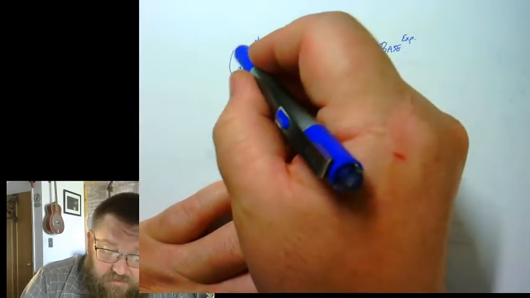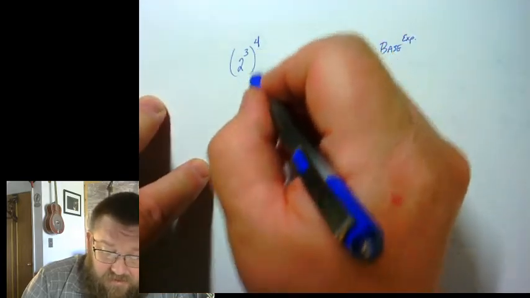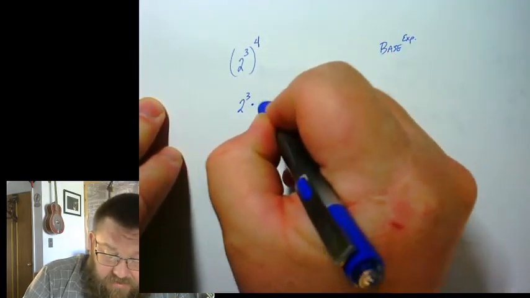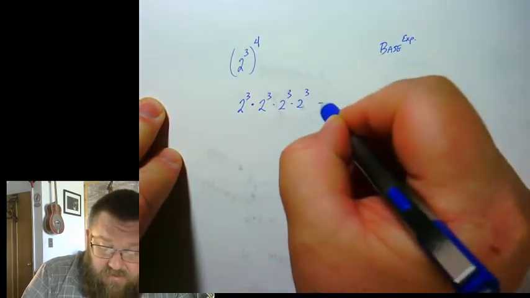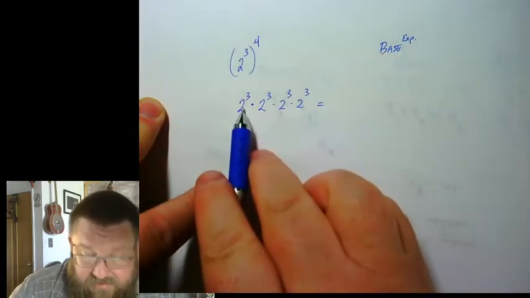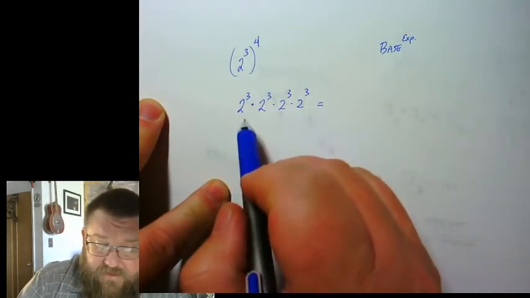But because of these parentheses, for the 4, the base is 2 cubed. So what this really means is 2 cubed times 2 cubed, 4 times. Do you see? That's what it means. Now, check this out. We could write it all the way out, but the thing we just learned, if the bases are the same, you can add the exponents, right?